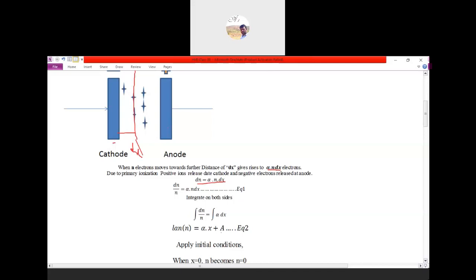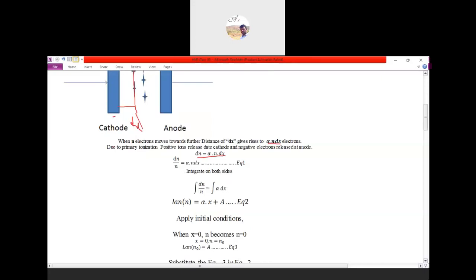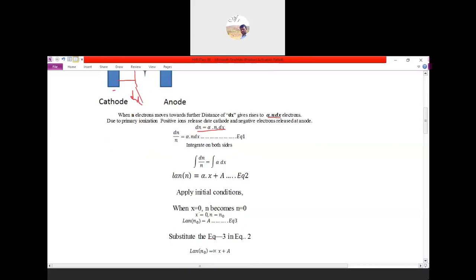So here we are calculating the total number of electrons produced at the distance dx. Here we are considering the total number dn. So dn is equal to alpha n dx. This is the total number of electrons, and dn by n is equal to alpha dx. We consider this equation 1, and we are going to integrate on both sides.